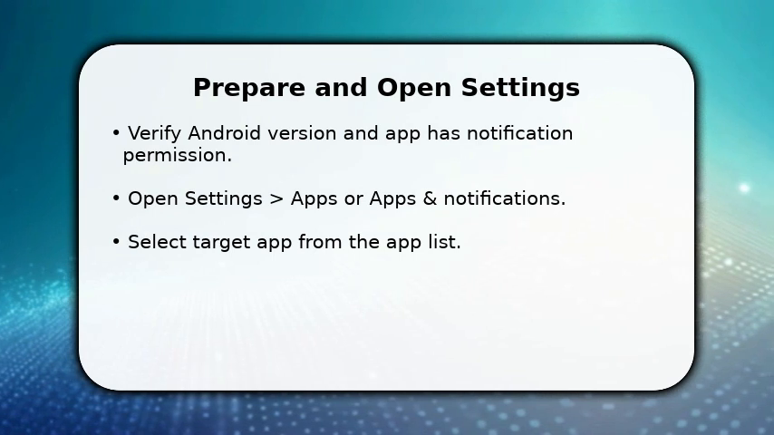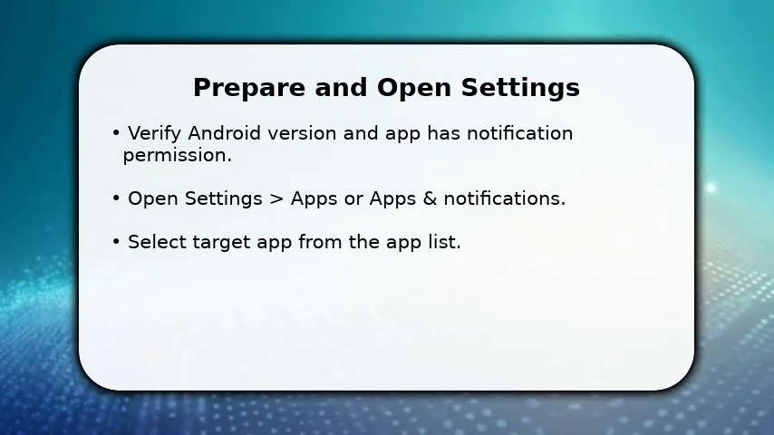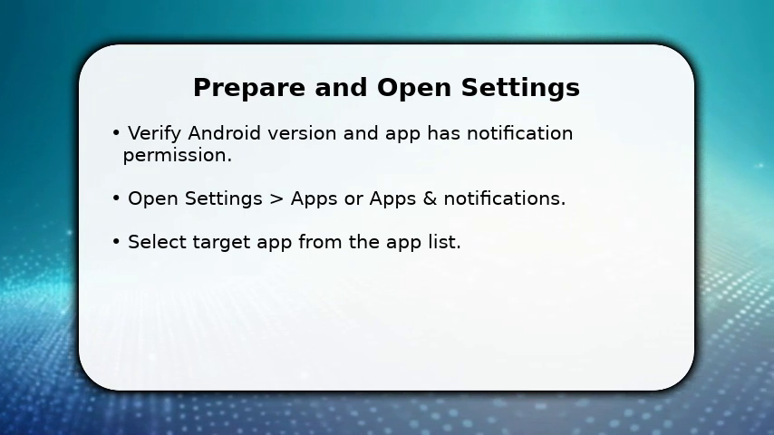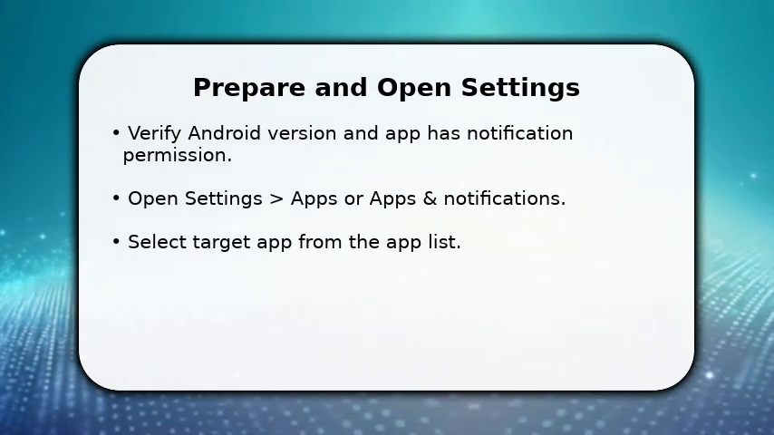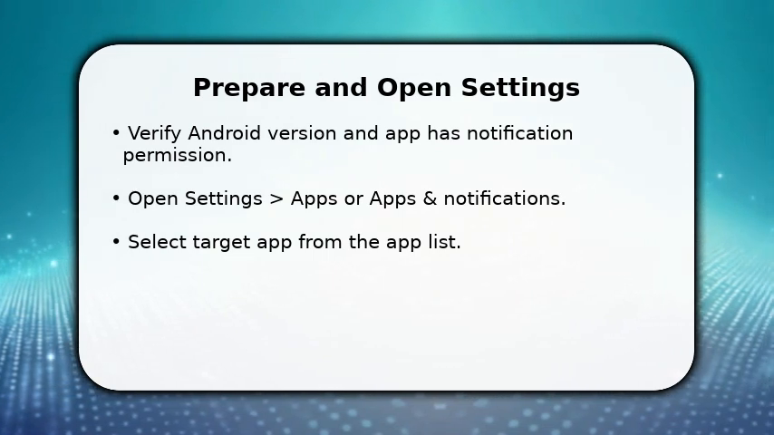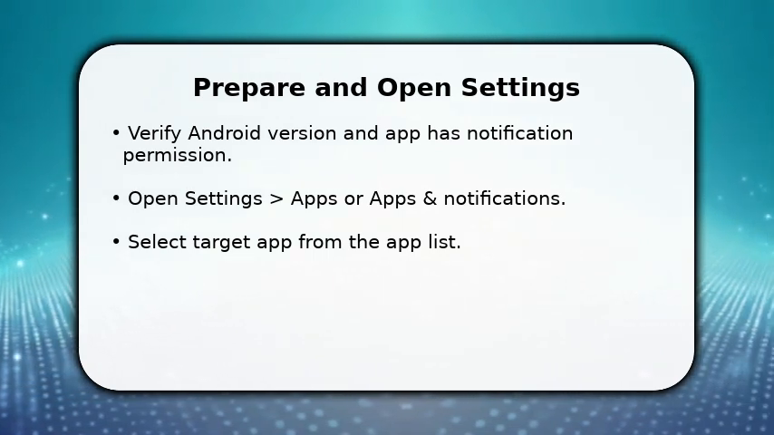This is where Android exposes notification channels or general notification settings. Make sure to tap Notifications next. That opens the list of channels or toggles. If you don't see channels, you'll still be able to change the app's main notification.